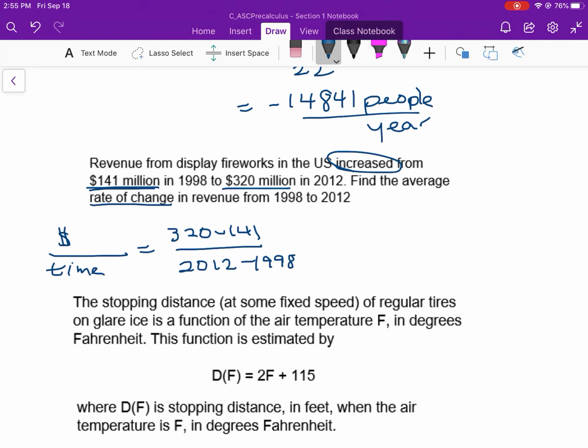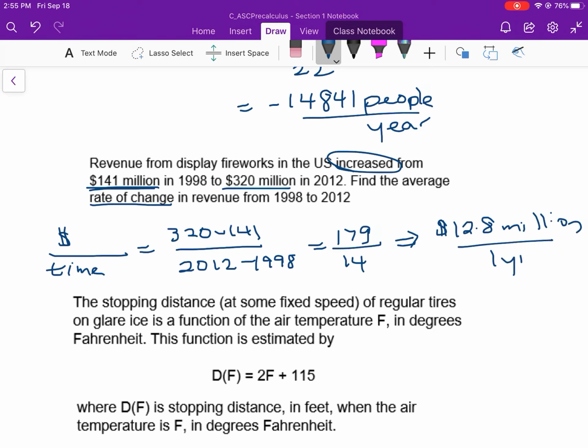So 320 minus 141 is 179. And 2012 minus 1998 is 14 years. So 179 divided by 14 is 12.8-ish, or 13 if you want to round to a whole. I don't really care. I'm going to actually call it $12.8 million in 1 year.